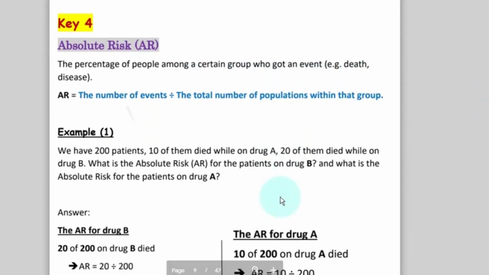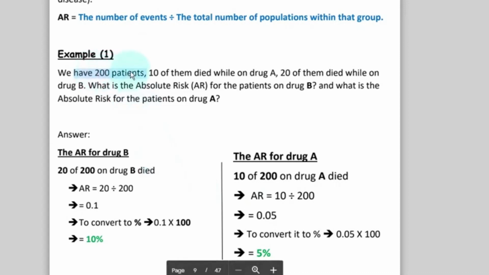Let's learn from the example. You have 200 patients. 10 of them died while on drug A. 20 of them died while on drug B. What is the absolute risk for the patient on drug B? How many of them died? 20 of them died while on drug B. Total were 200 patients. So it's simply a percentage. Convert it into percentage, that means 10%. That means 10% of the people died because they were on drug B.